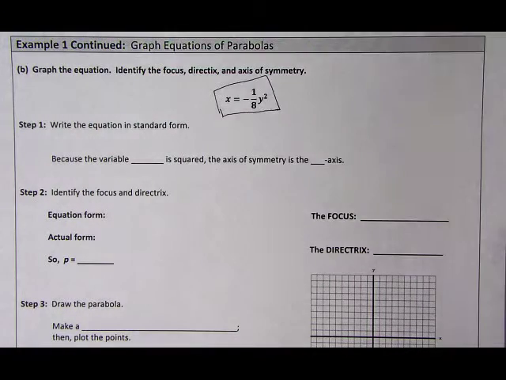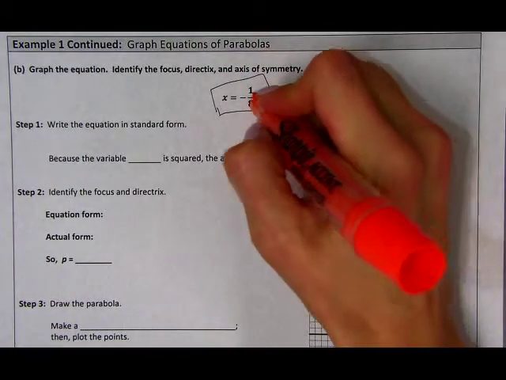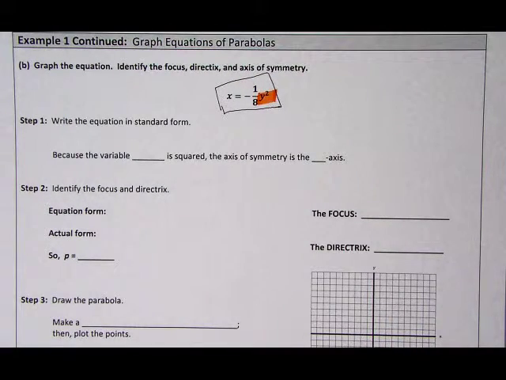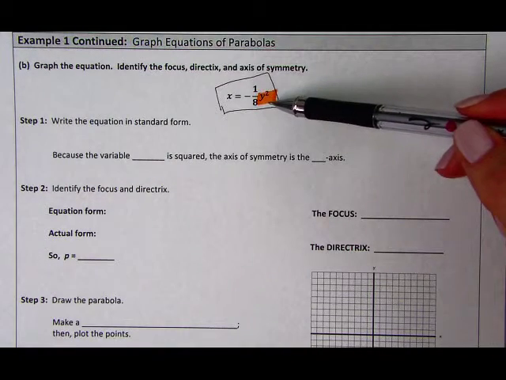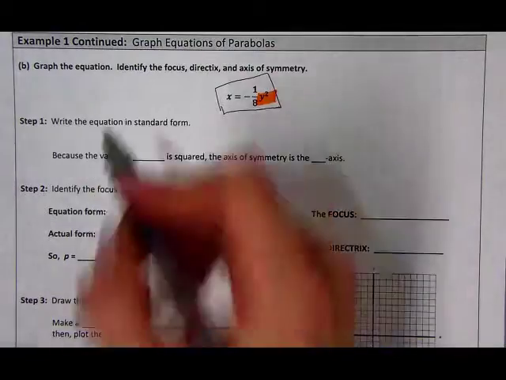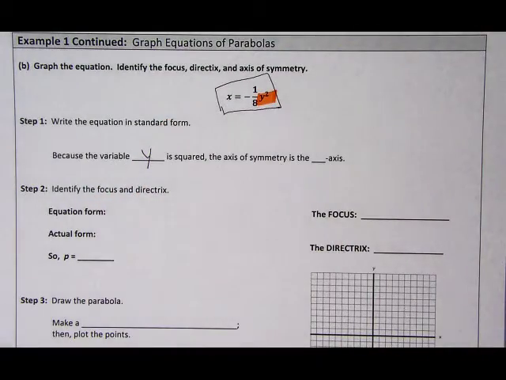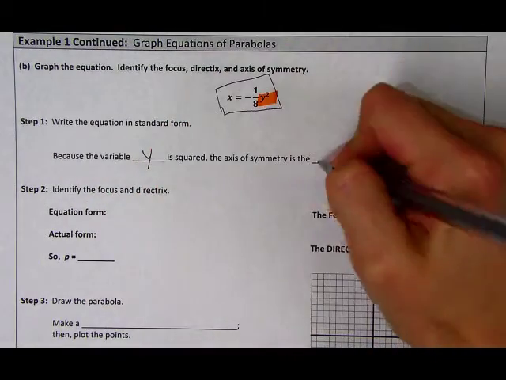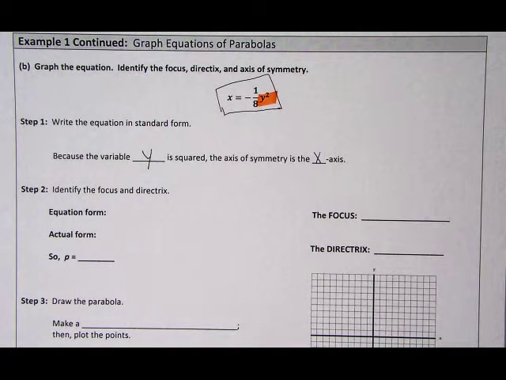So right off the bat, I know that we have a parabola because one of my variables is squared. That's my y squared. But I also know my first step is to get my equation in standard form. And in standard form, I know that my entire equation should have the squared variable by itself. So in this case, y is my squared variable. So because my variable y is squared, my axis of symmetry is obviously going to be opposite. So I know my axis of symmetry is going to be my x-axis. But again, that's not all that important to remember.